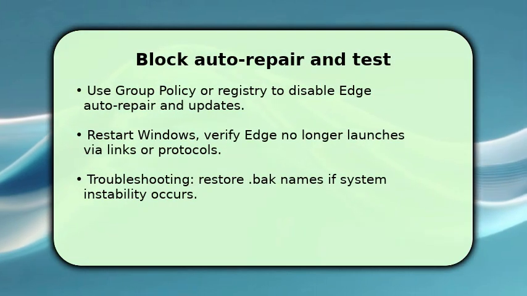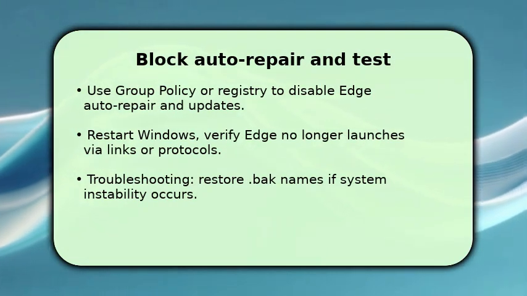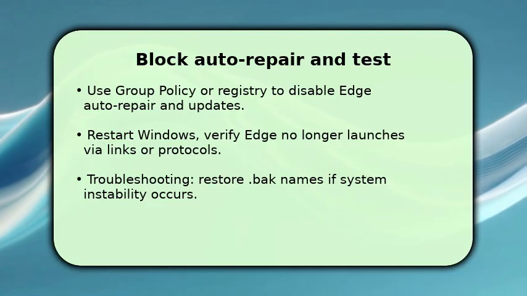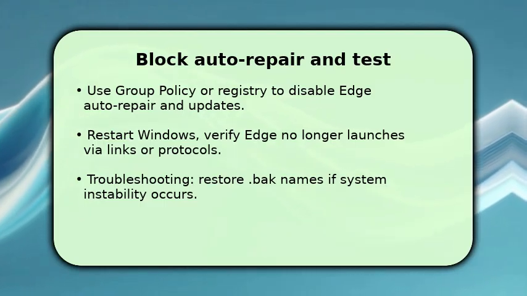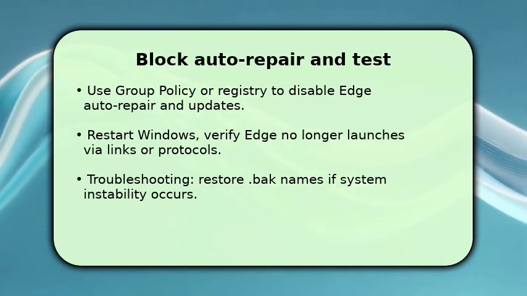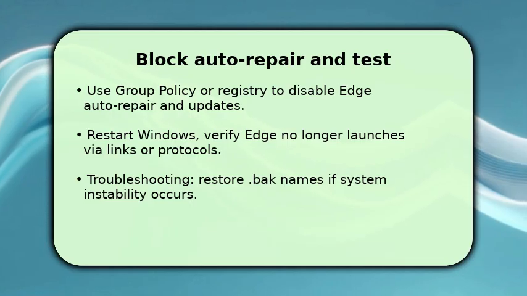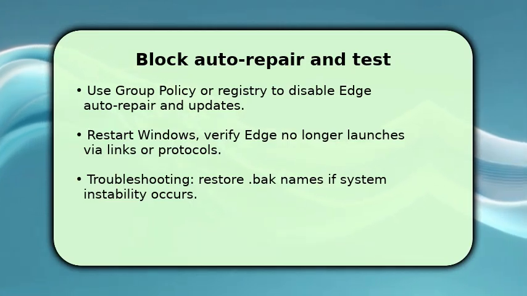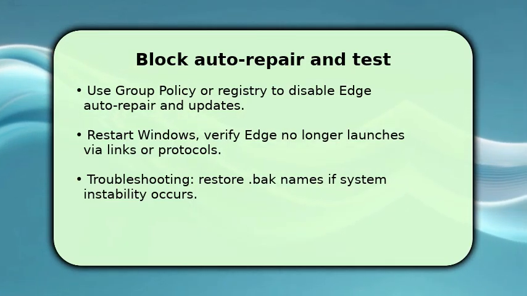Finally, disable Edge auto repair by applying a group policy or registry change that blocks automatic reinstallation and update triggers. Once set, reboot the PC. After restart, test links and default browser settings to confirm Edge does not open. Make sure other apps still handle web protocols correctly.